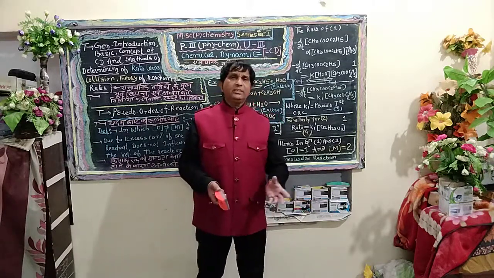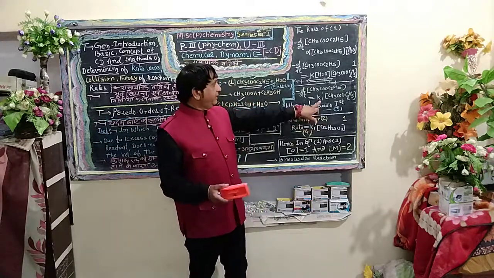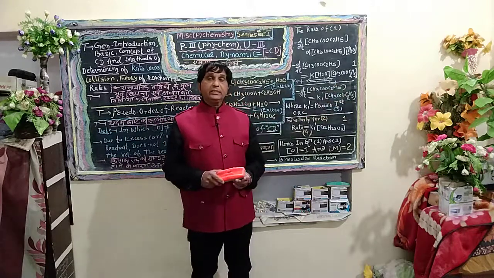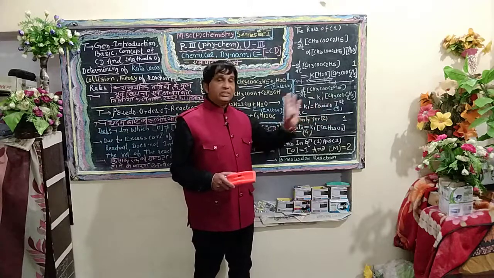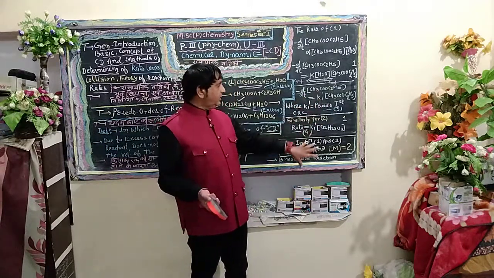So it becomes essential to distinguish K1 dash and K1. Here K1 dash times CH3COOC2H5 is to the power of unity. The K1 dash, that is the pseudo first order rate constant, is in equation number 3 here. So that is the exact method.